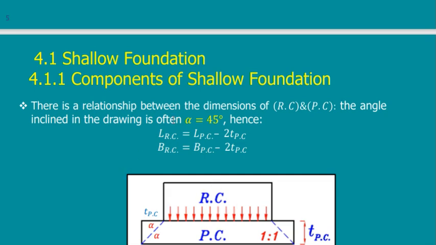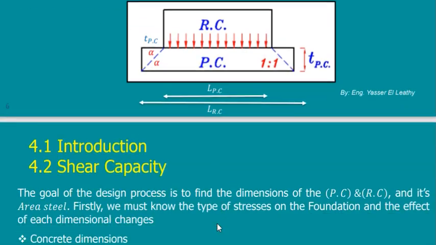So how to get the length of the RC? It is the length of the PC minus twice the thickness, because here is one thickness and here is another thickness. So the relation between this dimension and this dimension is one TPC to the left and one TPC to the right. Okay, so this is the relation between LRC and LPC. The same for the B, length and breadth. So now this is the relation between the RC and PC in terms of length and breadth.